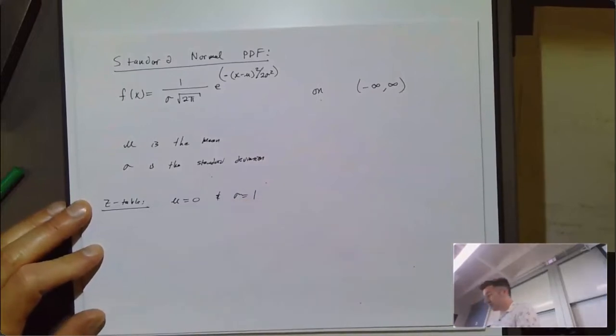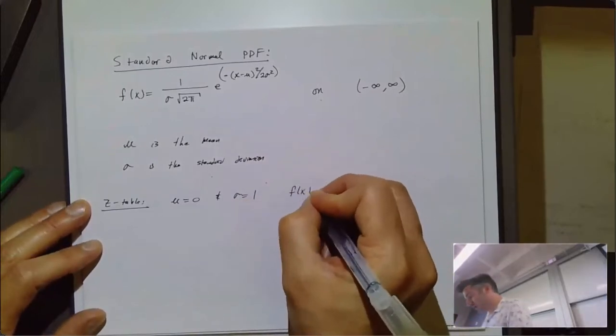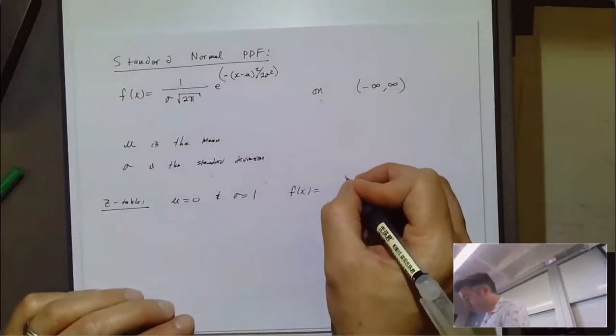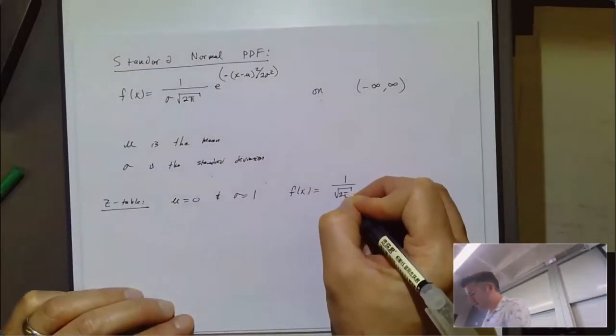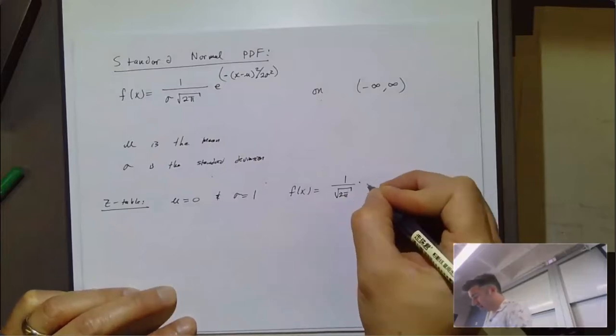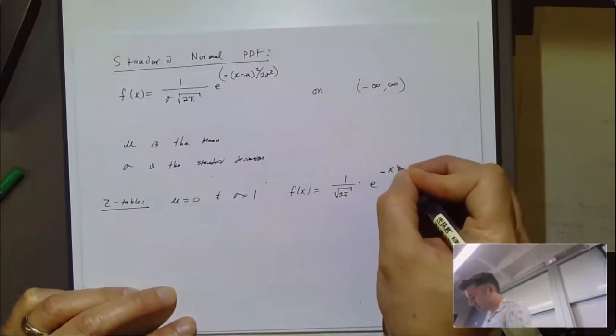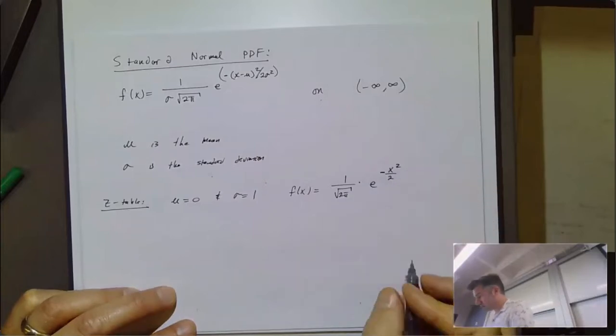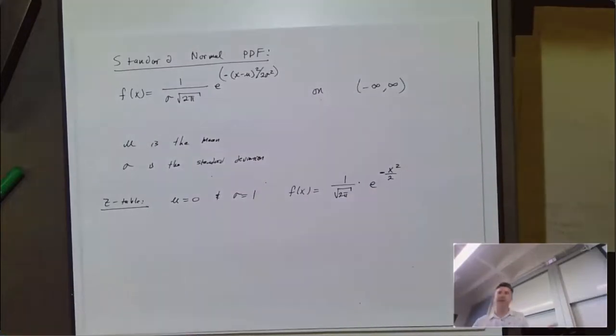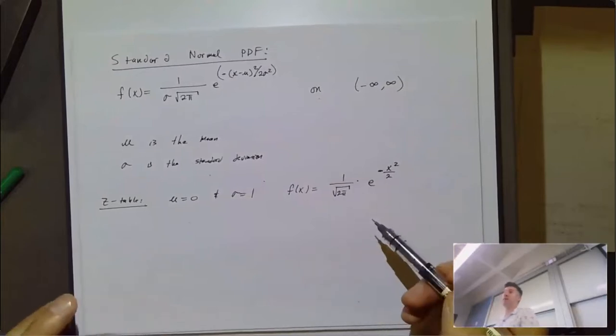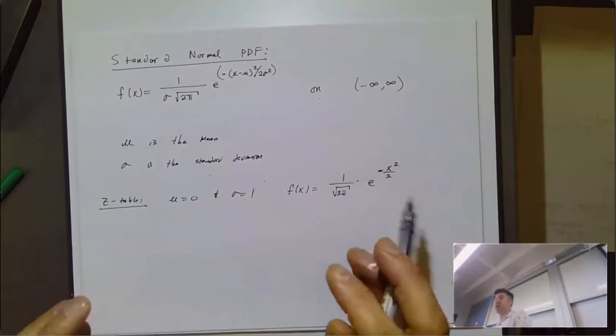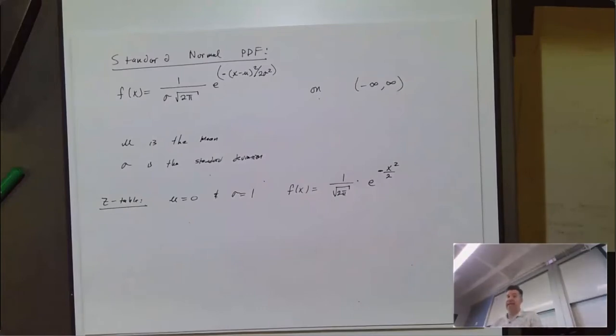And when that's the case, our probability density function looks like 1 over the square root of 2 pi times e to the negative x squared over 2. Which just looks a little bit less complicated. It's still fairly complicated, but I really want to stress this function cannot be integrated. It's not just that we don't have the tools in this class. It is literally a function that does not have a nice antiderivative.